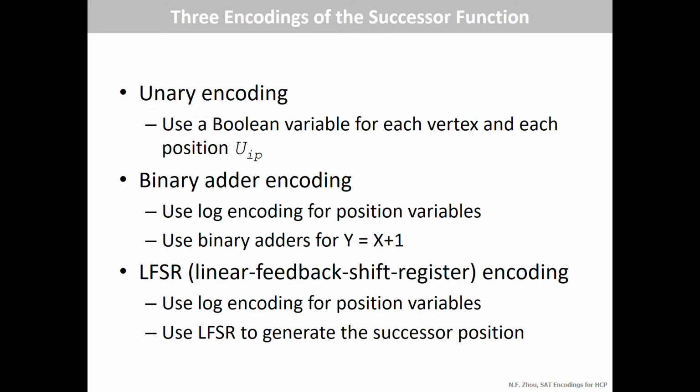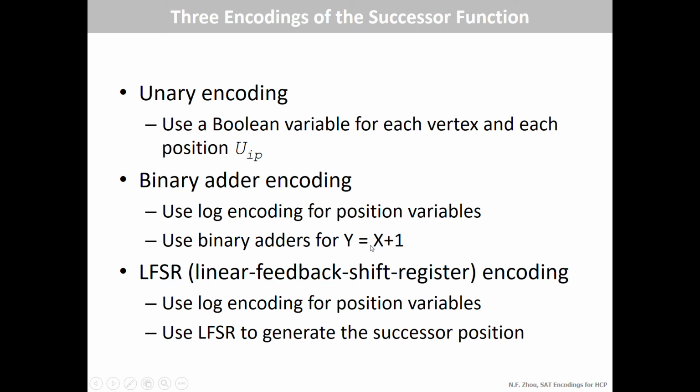All right, we consider three encodings for the success function: the unary encoding, the binary adder encoding, and this LFSR encoding. In the unary encoding, we use a Boolean variable for each vertex and each position, so u_ip is one if vertex i is mapped to position p. In the binary adder encoding, we use log encoding for position variables, and we use this binary adder to generate the next position.